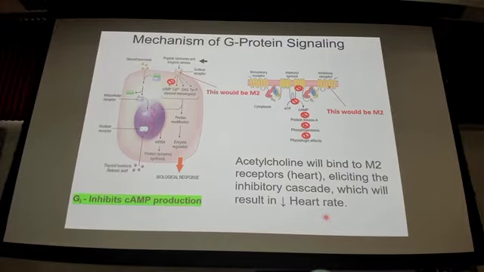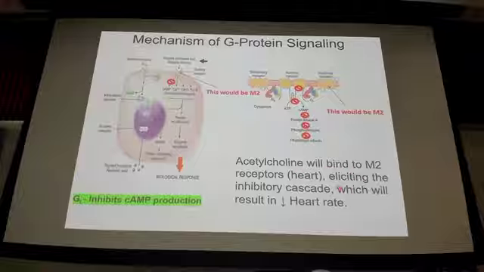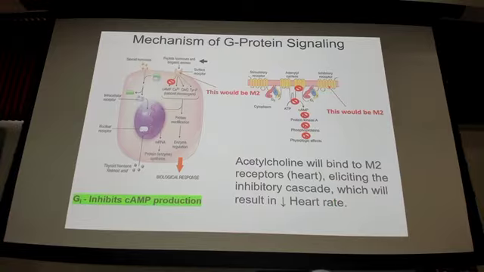So if we take the diagram we looked at before with the surface receptor protein, so if this is muscarinic 2 receptor, this would also be muscarinic 2. Remember, muscarinic 2 inhibits cyclic AMP production. So what happens is when acetylcholine binds to muscarinic 2 receptors, that's going to inhibit cyclic AMP production shown here and here. And in the case of this receptor system, that acetylcholine will bind to M2 receptors in the heart and cause heart rate to decrease. Does that make sense?